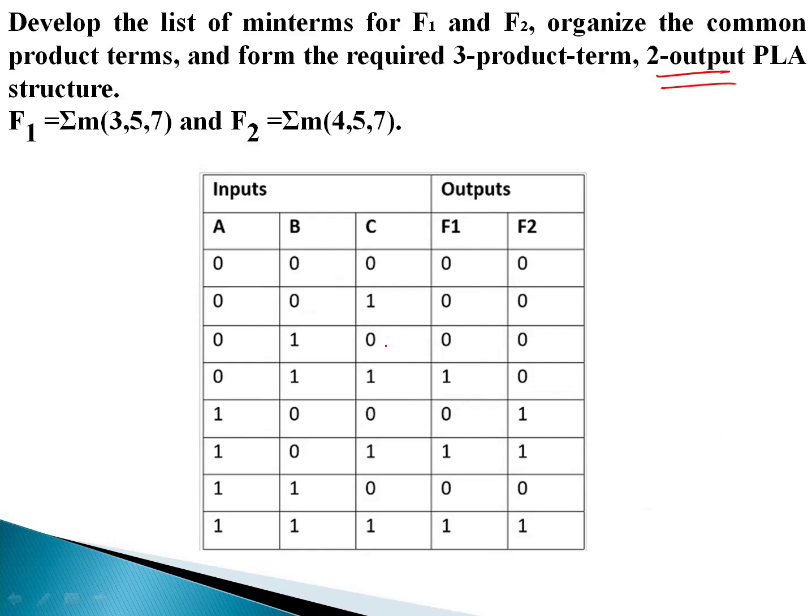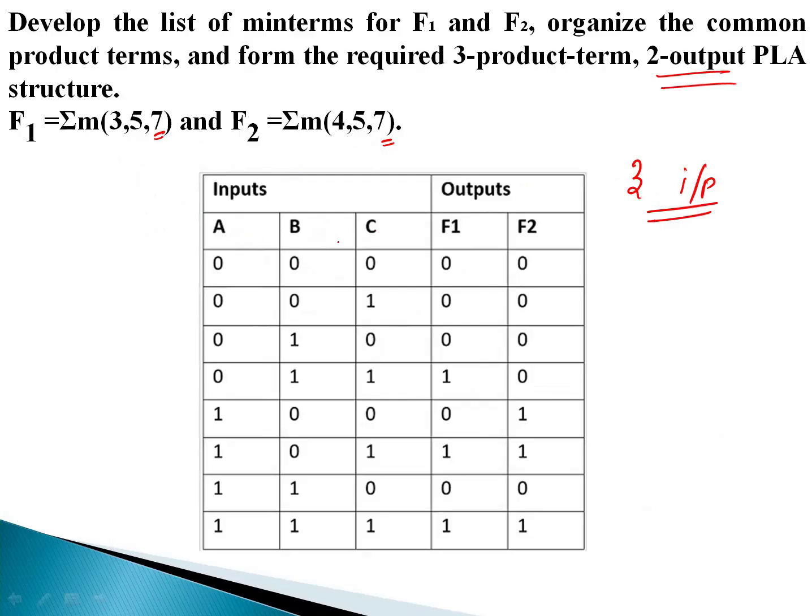Here is our first step: identify the number of variables. The highest minterm number in the given functions is 7, so that means we require 3 input variables. We assume them as A, B, C. It's up to you, you can assume them as X, Y, Z.